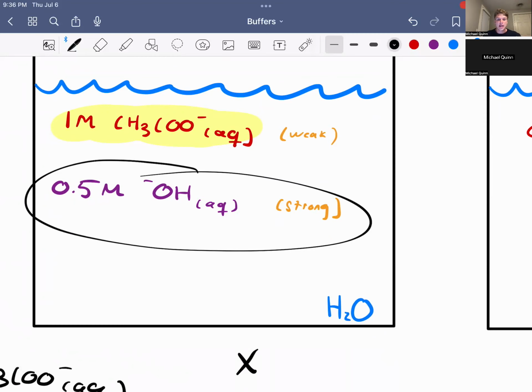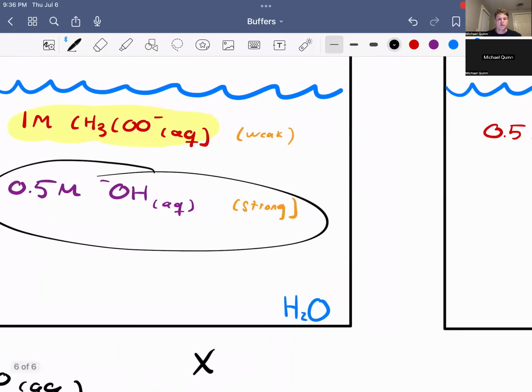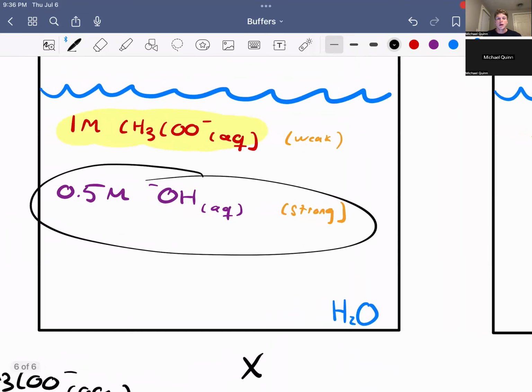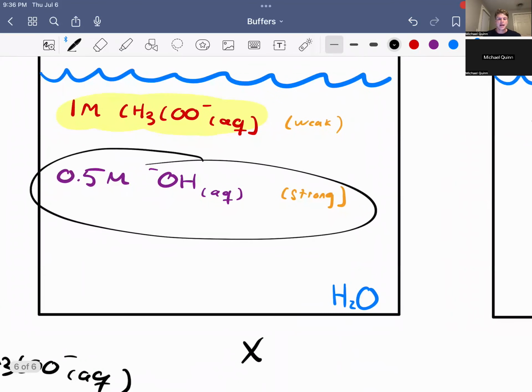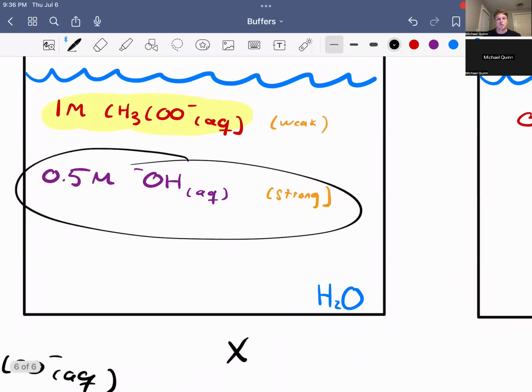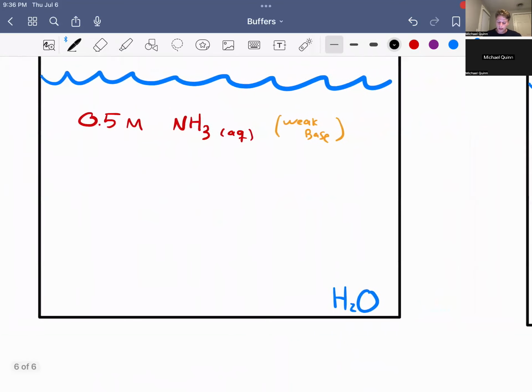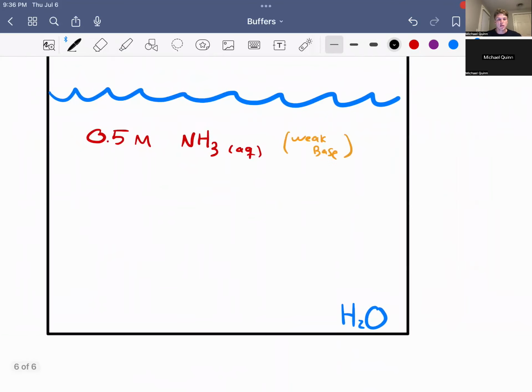Instead, we made a mistake. We added OH minus, which is a strong base. So this is not going to be a buffer. A rule of thumb: a weak acid with a strong acid added is not going to make a buffer, and a weak base with a strong base added is not going to make a buffer. So be careful when it is two of the same.